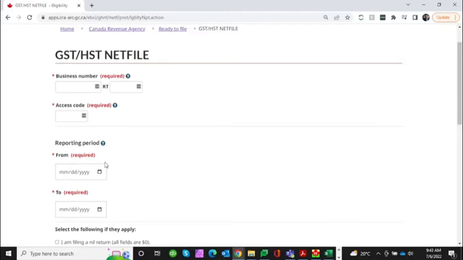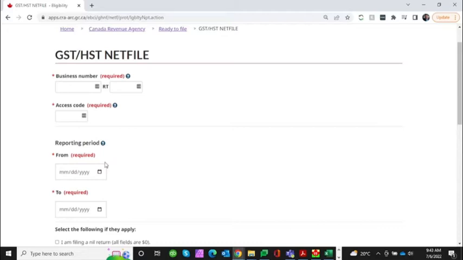Whatever income he was making, he was charging his customer or client some HST on top of that income. Now he is supposed to give that HST that he has collected from his client or customer to the CRA. So that's a liability to this person. This is called output HST.